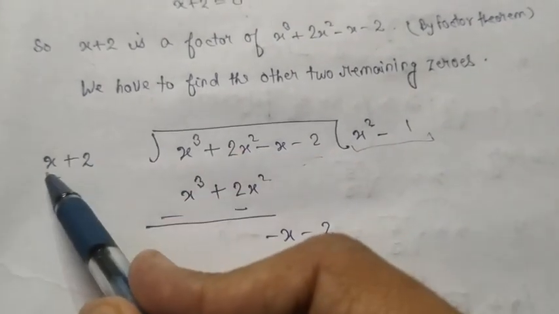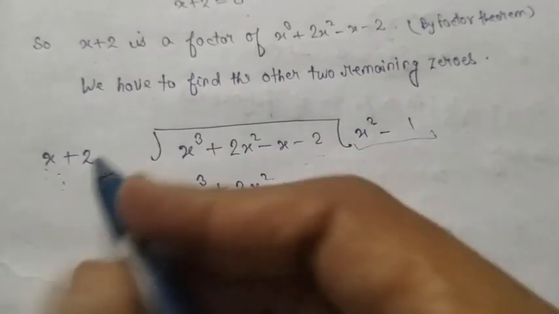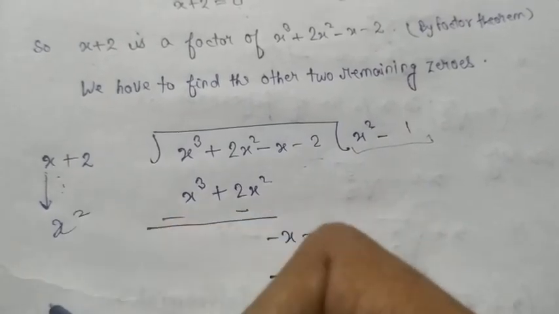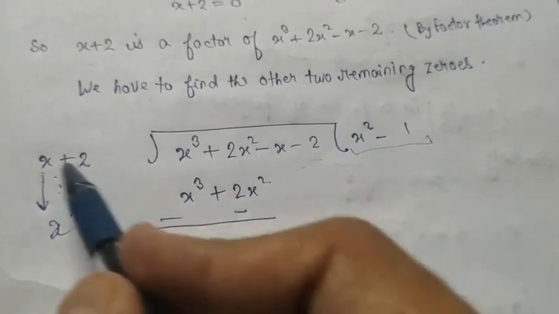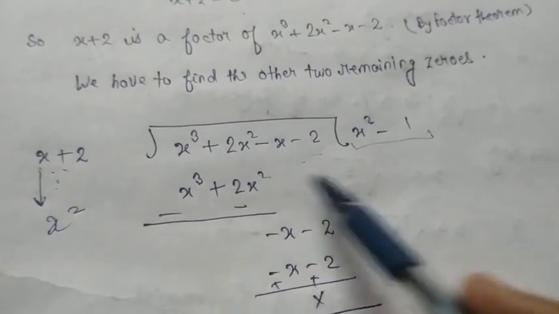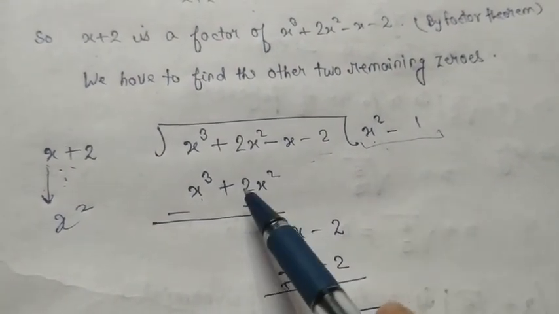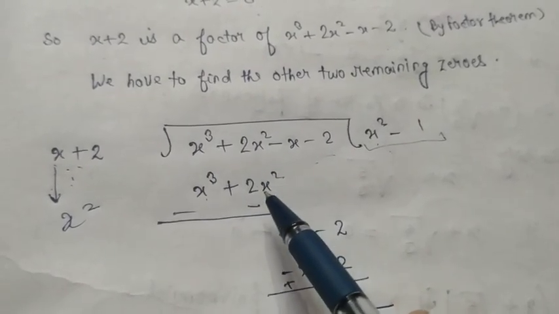So in x, what should be multiplied to get x square? So I think in x, x square should be multiplied to get x cube. So I have written x square here, and this x square will completely multiply to this. So multiply it: x into x square will become x cube, and plus 2 into x square will become plus 2x square.